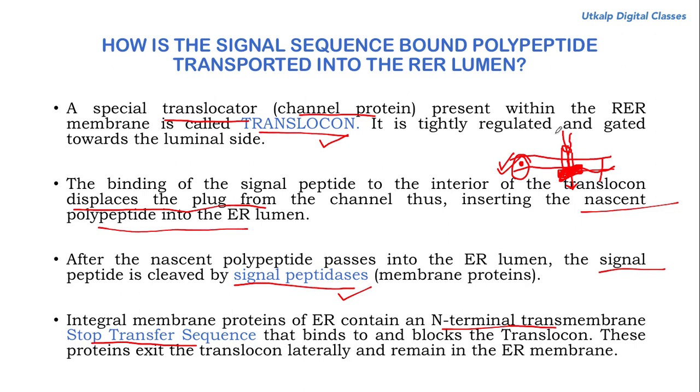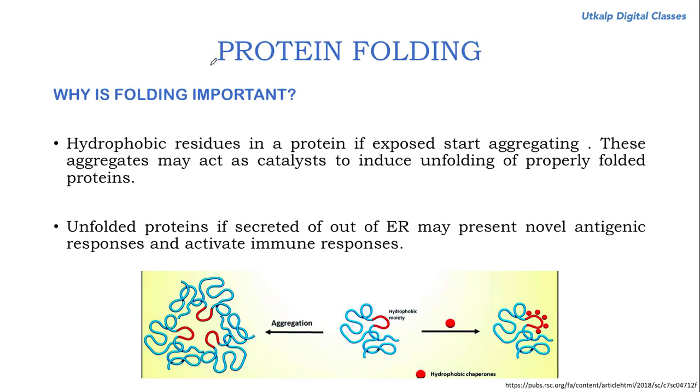They will bind with the translocon, but they have a sequence called the stop transfer sequence that binds to and blocks the translocon. The plug is never removed. So these integral membrane proteins exit the translocon laterally, from the lateral sides, and remain in the ER membrane. Next, we talk about a very important function of the rough endoplasmic reticulum, that is protein folding.